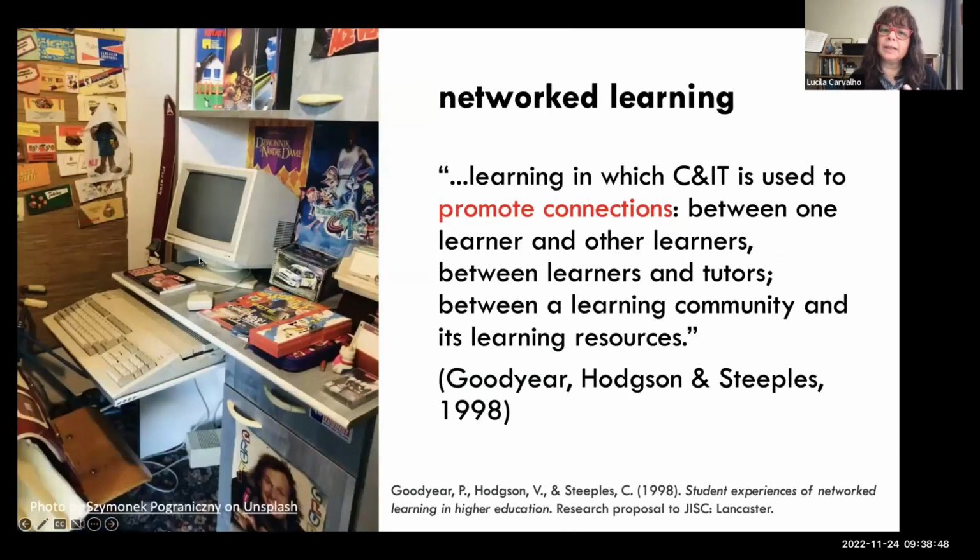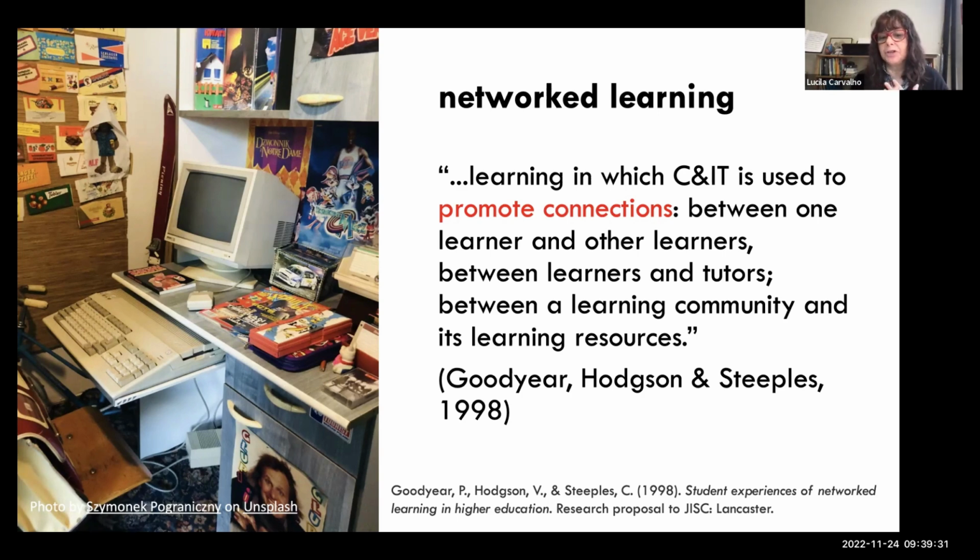So networked learning is a field of study and theory. So there's theory and practice in this area. It started around the 90s, and originally was from a group of academics in a university in England, at Lancaster University, that came up with this idea of incorporating ways of using technology where the students could communicate with each other. And then they came up with the first definition of networked learning, which is from 98.